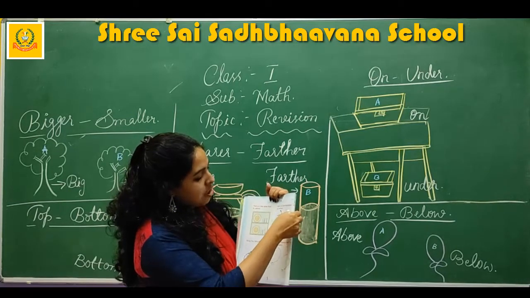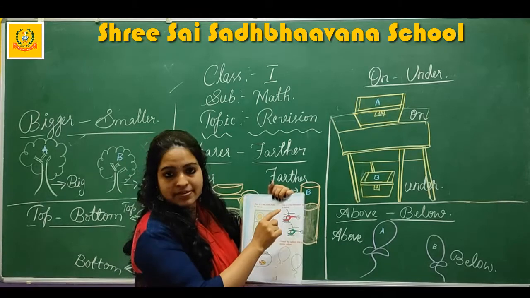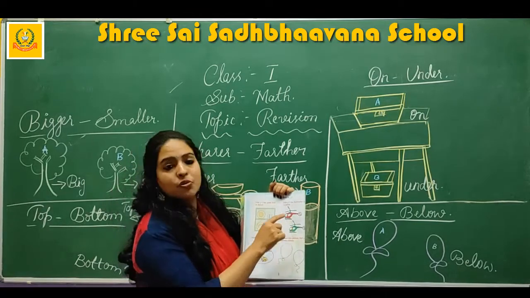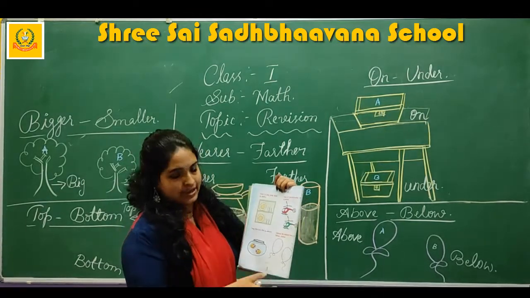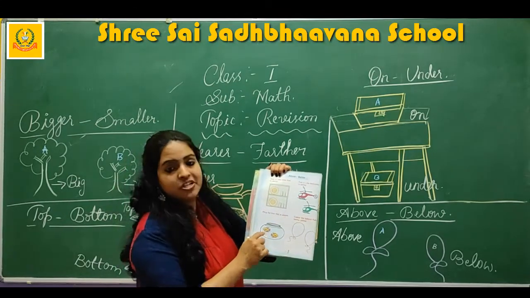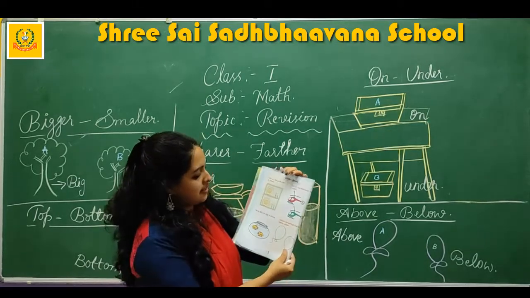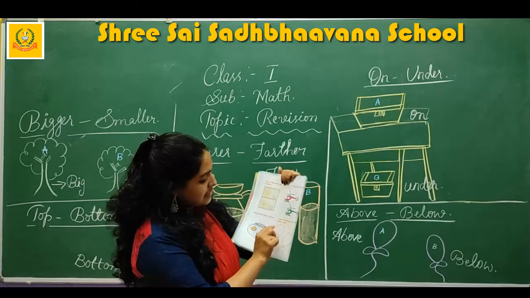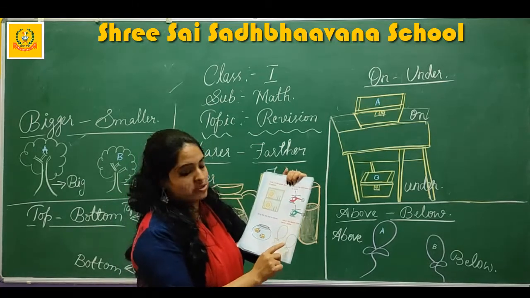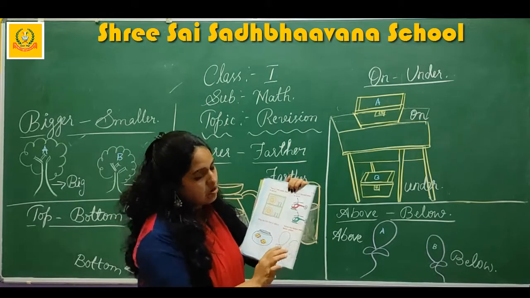Next, tick the helicopter that is below. So which helicopter is below here? Red or green? You have to put a tick to that. Ring the fish that is above. Which fish is up? To that you have to put a circle or ring. Color the balloon that is below in yellow color. So which is below? Which is down here? To that you have to give a yellow color.